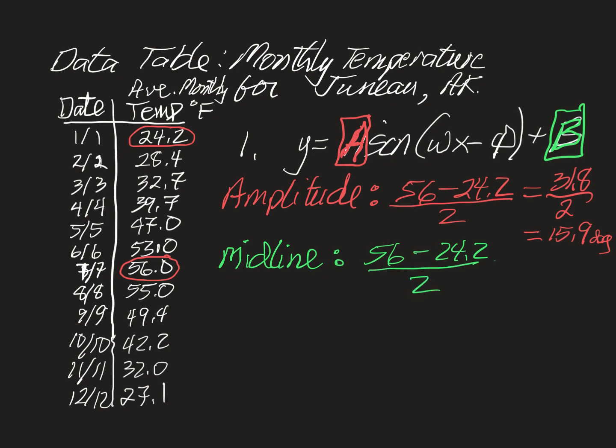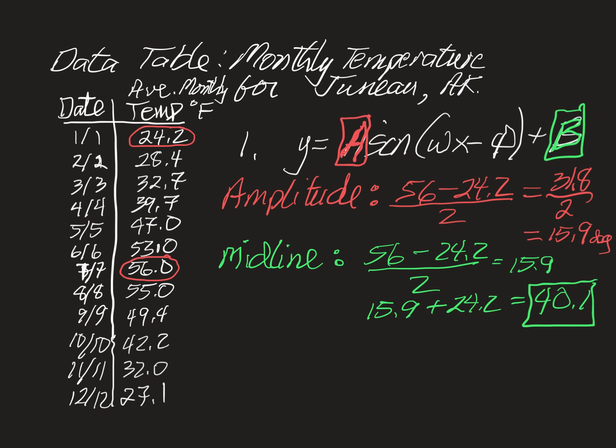So if you do that, you end up with 15.9 again. But what do you do with the 15.9? You just add it to the 24.2. 15.9 plus the lower value gives you 40.1, and 40.1 is halfway between 56 and 24.2. So this is how far you had to move up from 0. So now we found our B value, okay?